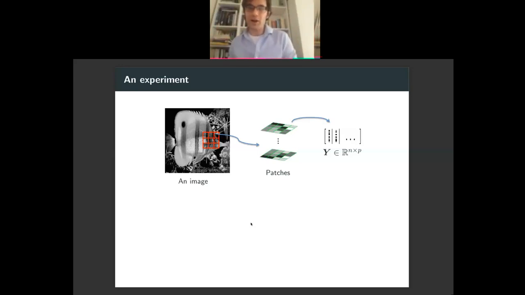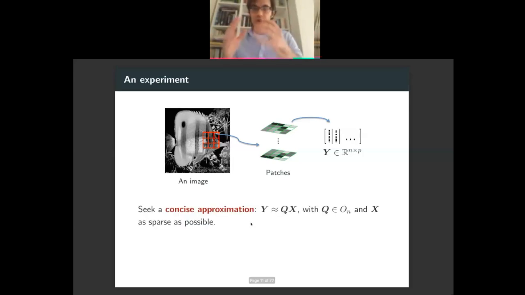So here, Y is an n by p matrix. Little n is the number of pixels in a patch. P is the number of patches in the image as a whole. Okay, so just a way of converting a picture to a data matrix. And now, I'm going to look for a concise encoding of that data matrix. In particular, I'm going to look for a factorization. I'm going to try to write Y as Q times X, where X is sparse.